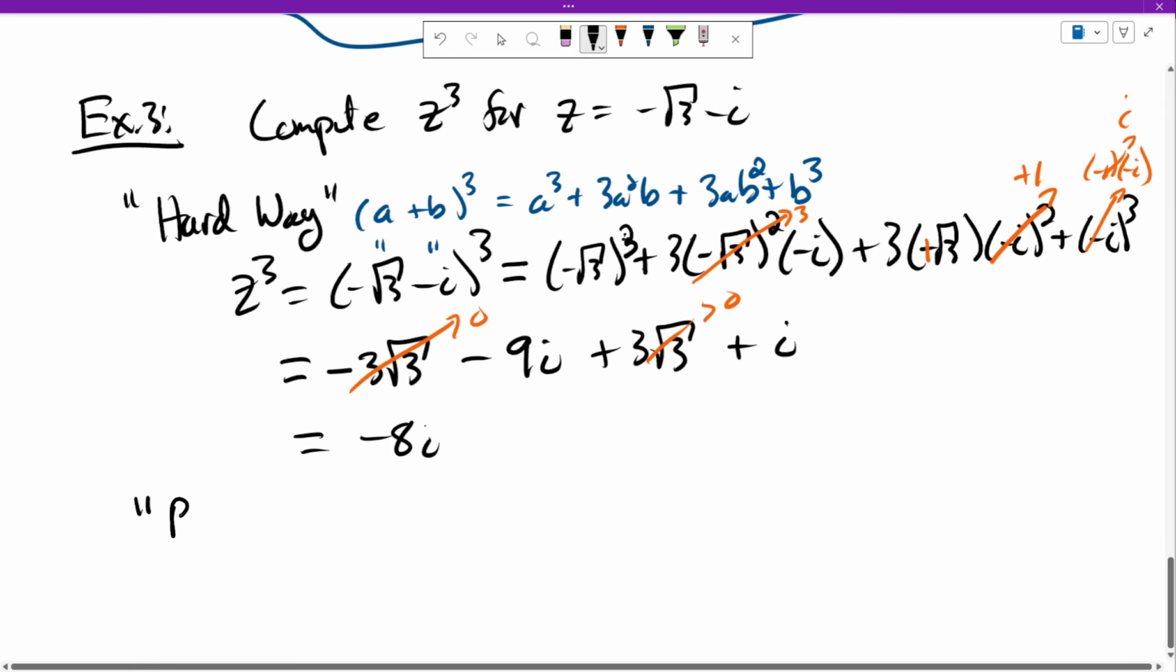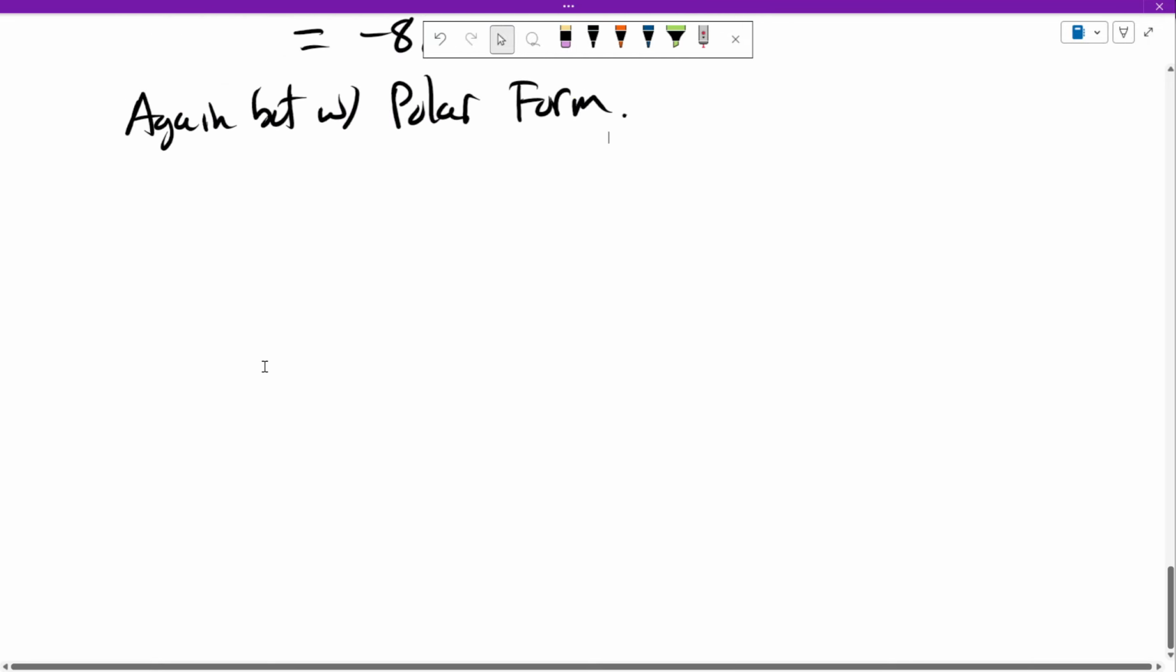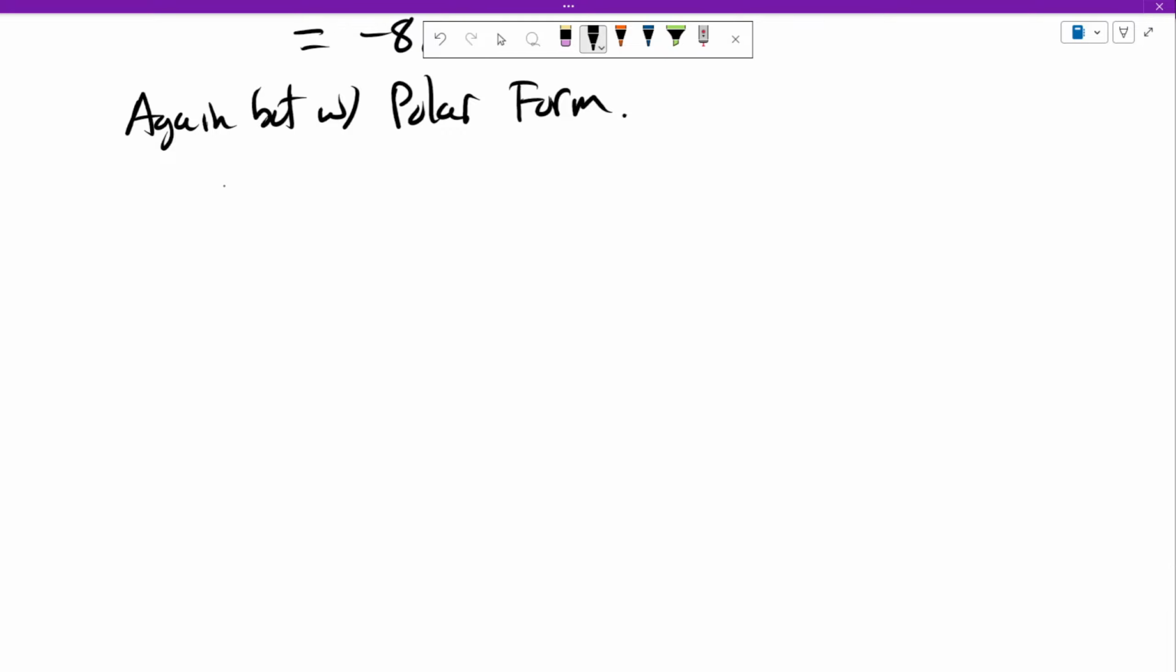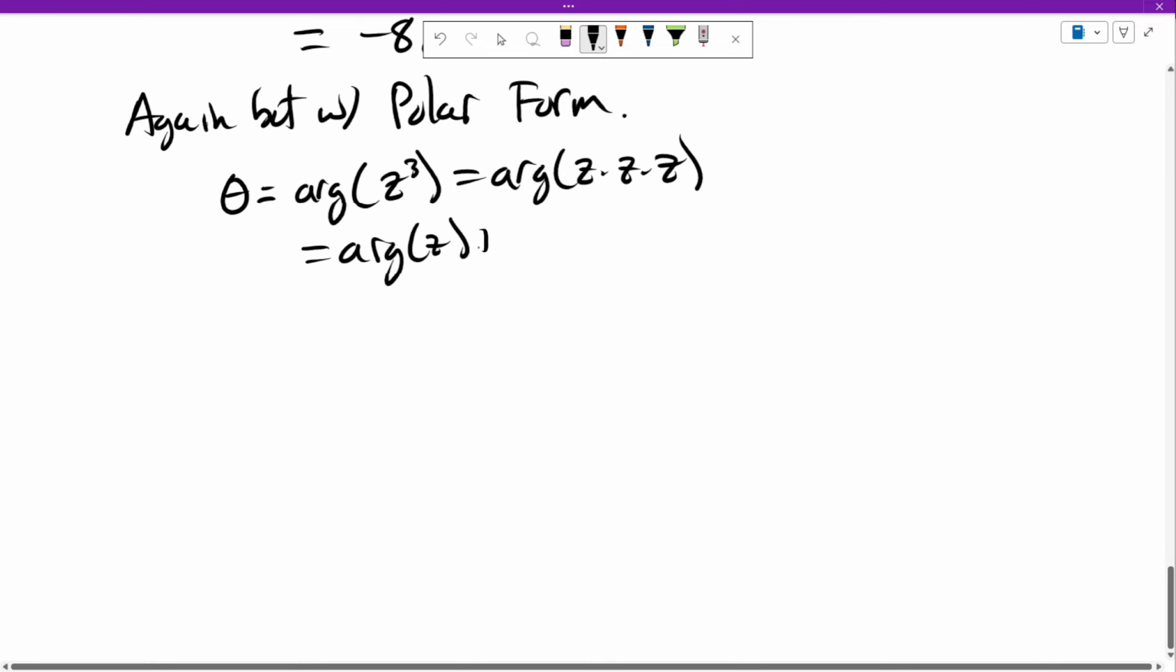Now we're going to use polar form. We'll do it again, but with polar form. So to understand polar form, we need to know two things. We need to know the modulus of z cubed, and we need to know the angle it makes. So let's start off with the angle. Well, z cubed is z times z times z, and our argument takes products to sums.